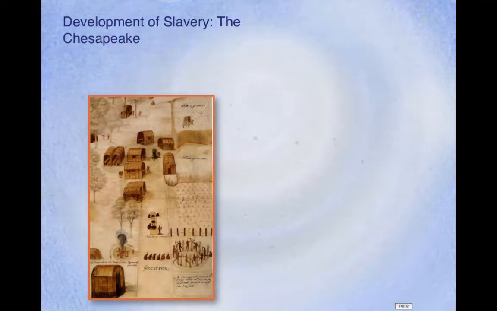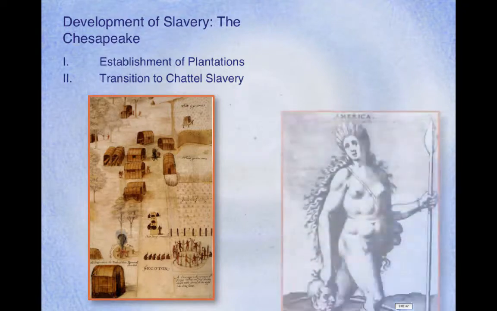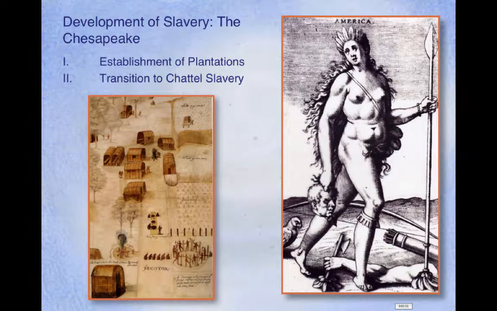Our lecture will outline issues related to the development of slavery in the English colonies. We will look at two major topics. The first is the establishment of plantations, and the second is the transition to chattel slavery. The English slave colonies were established in the Chesapeake Bay, which had abundant natural resources. The name comes from the native word meaning village at the river.